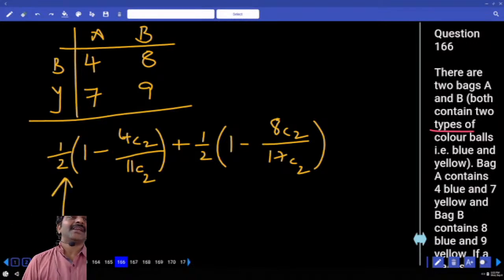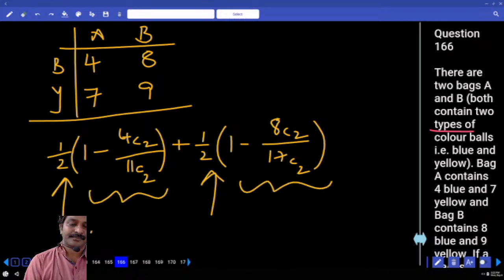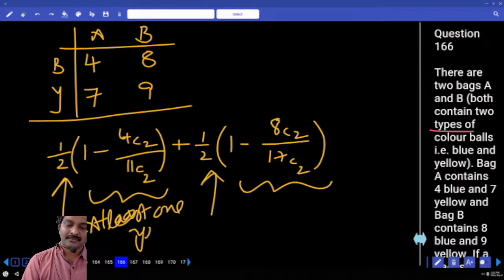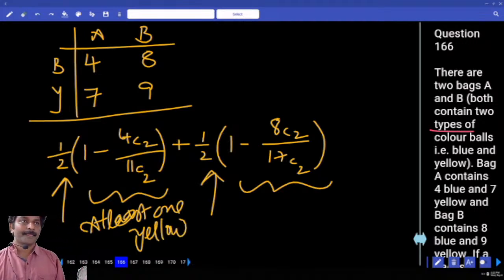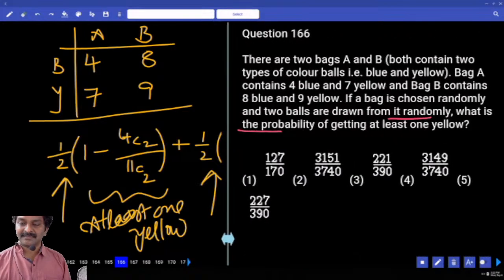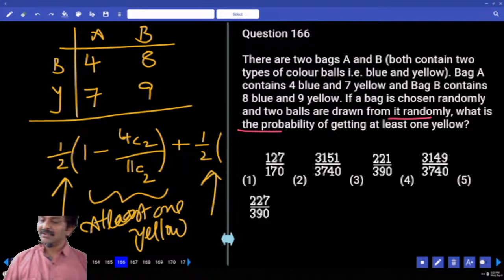This is to select the bag, and then this is for at least one yellow. You need to expand this. I think you will get the second option.